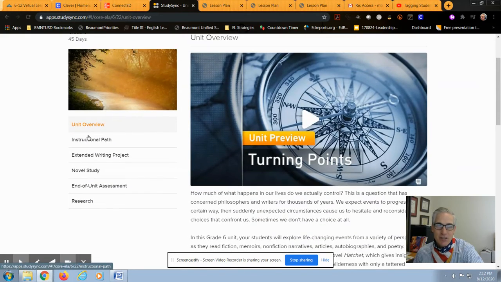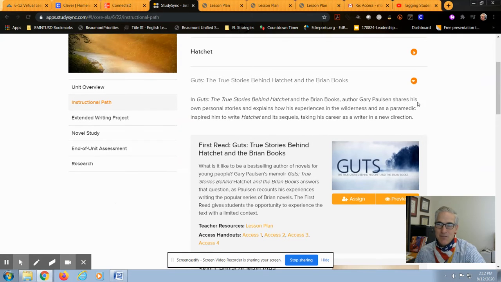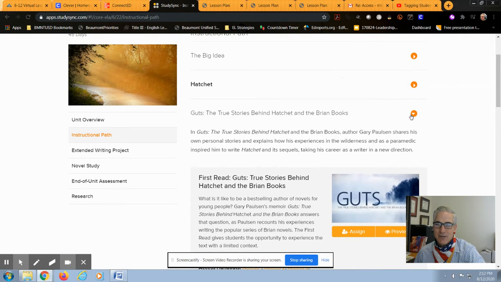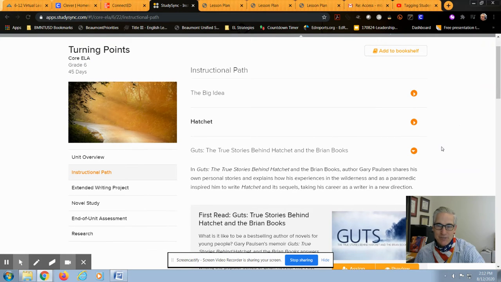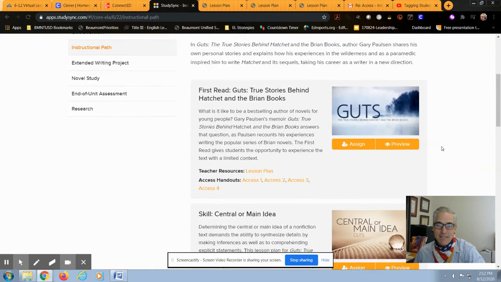When you click on instructional path, these are all the different options that you have for the stories that you're going to read and activities you can do. So let's say that we're starting off with Hatchet. And let's say that we're going to do the first read.